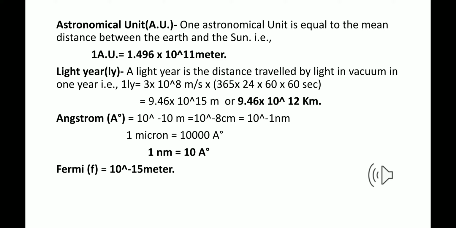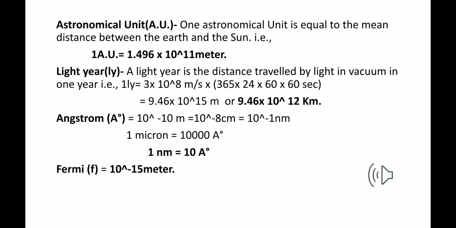So a light year is the distance traveled by light in vacuum in 1 year. So 1 light year is equal to the speed of light times the time in 1 year. That is 3 × 10^8 meters per second × 365 days × 24 hours × 60 × 60 to change it into seconds. So it comes to 9.46 × 10^15 meters, and that is equal to 9.46 × 10^12 kilometers.